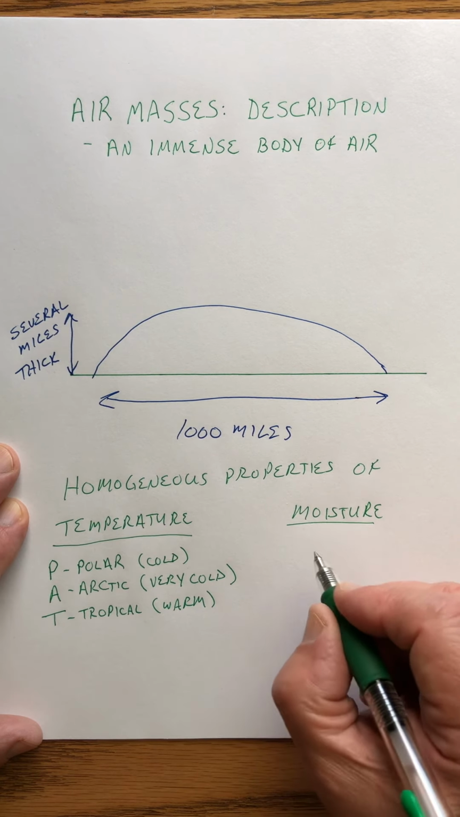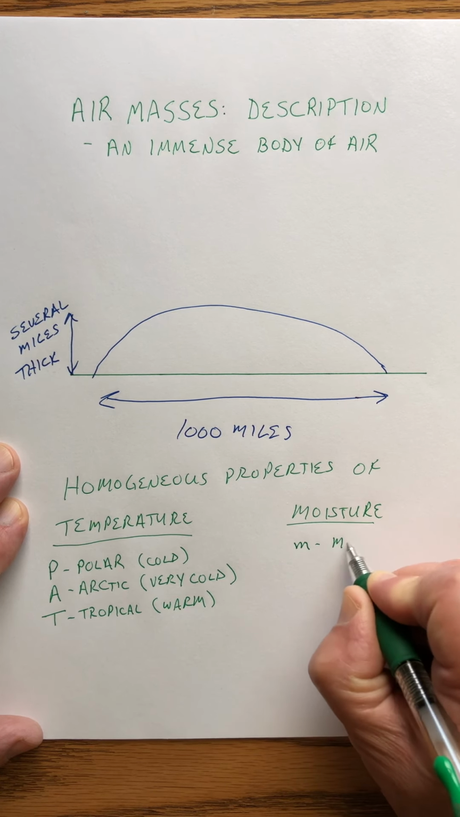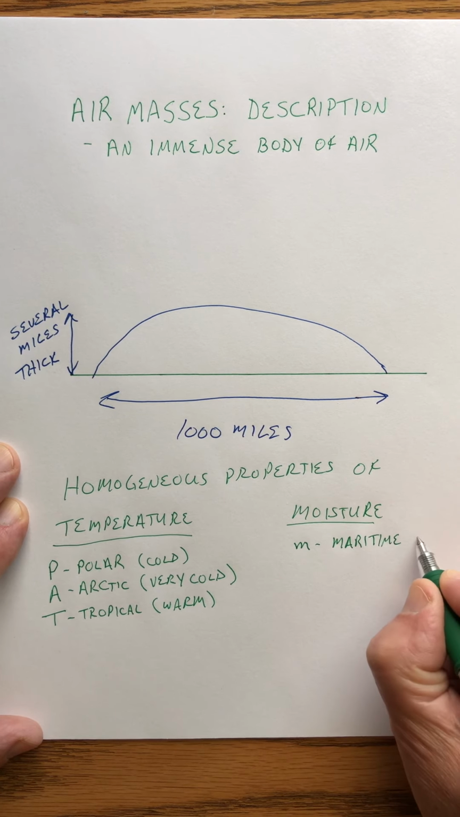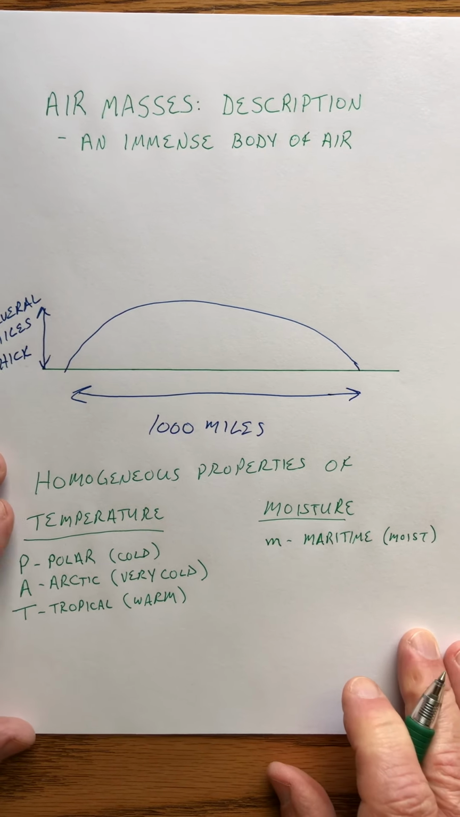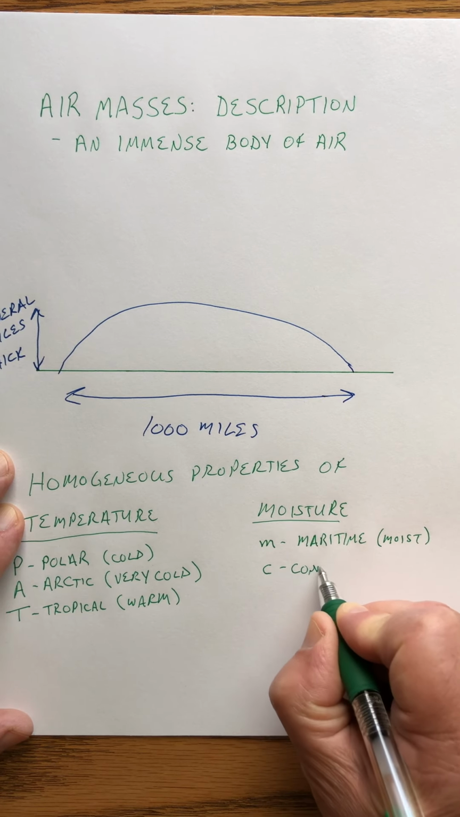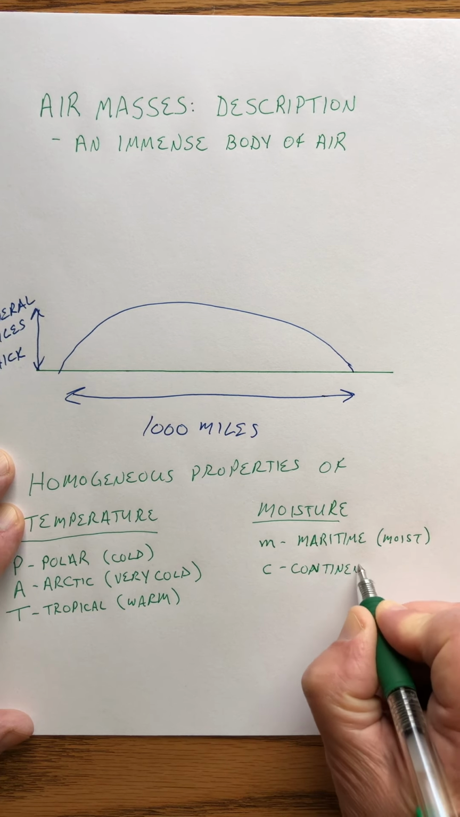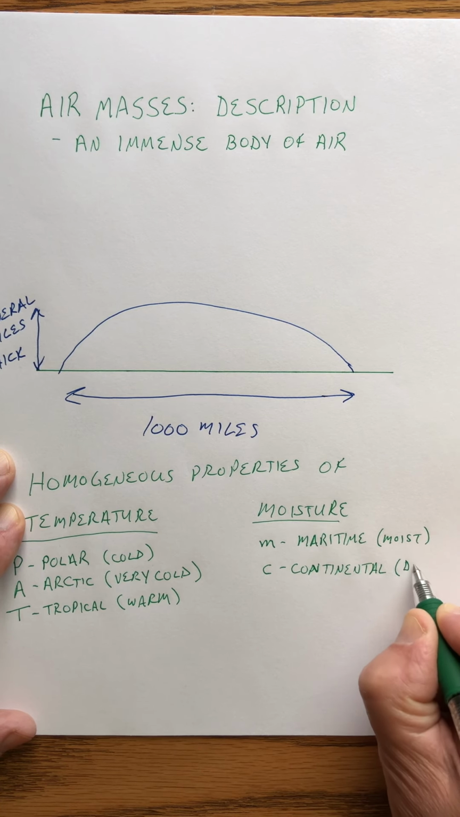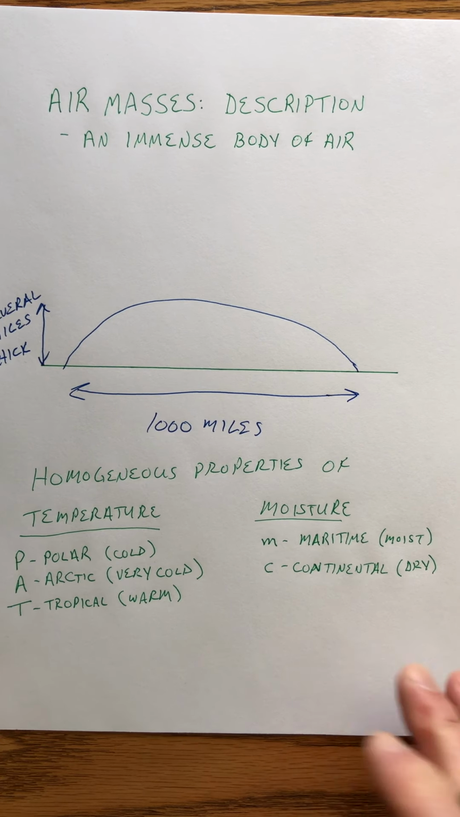And then we also classify air masses in terms of their moisture content. And so moisture content is pretty simple. It's a lowercase m for maritime. So maritime air will form over oceans, and as you would expect, this is going to be a moist air mass. And the other one is going to be a lowercase c for continental. A continental air mass is going to form over land, and so that will be dry. Okay, so those are our homogeneous properties of air masses.